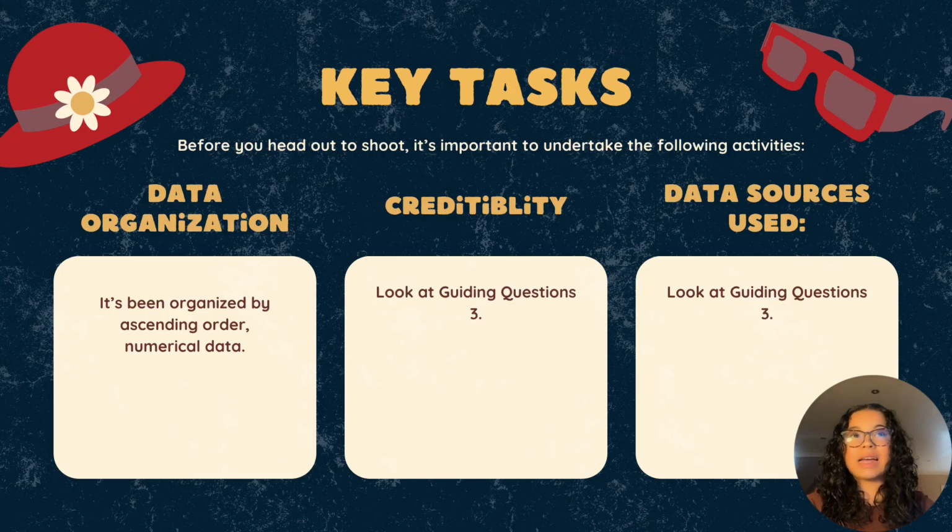So the key tasks, right, before you go out and shoot your shot, you have to think about these things. The data being organized, it is organized by numerical order. Credibility, we have to look at guiding question number 3, as well as the data source used, just go ahead and look back at question 3. We had mentioned that right there.